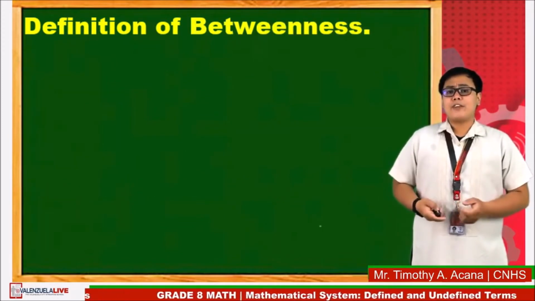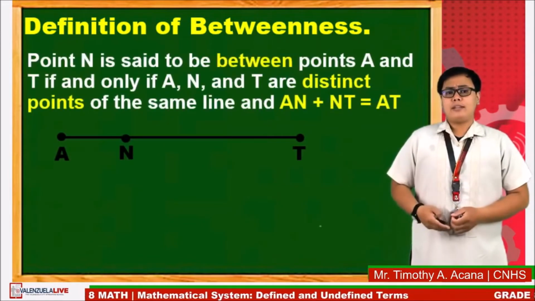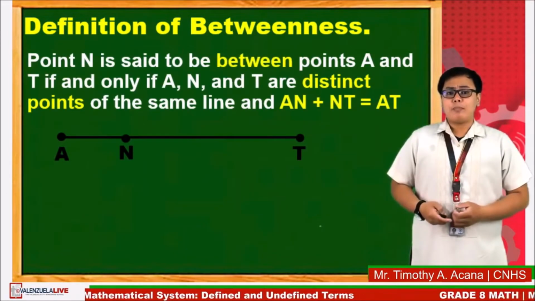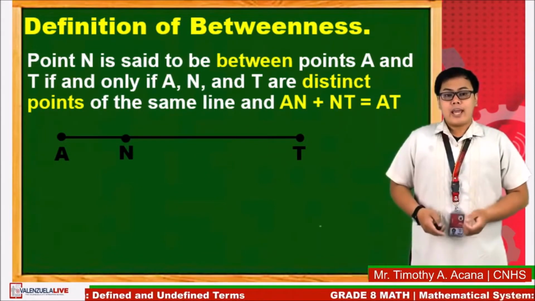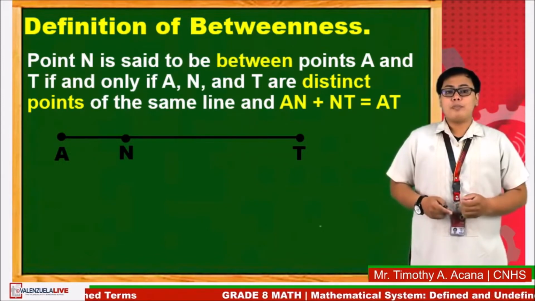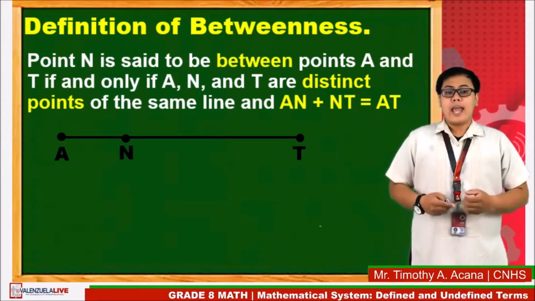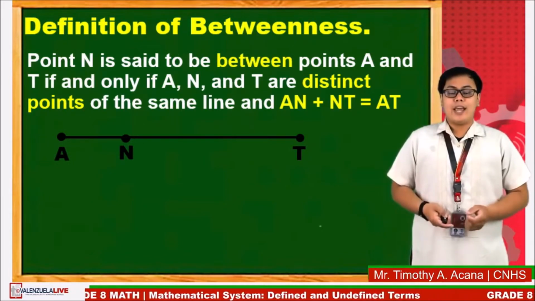Next is definition of betweenness. Point N is said to be between points A and T if and only if A, N, and T are distinct points on the same line and AN plus NT is equal to AT.